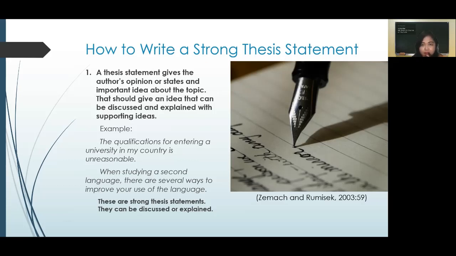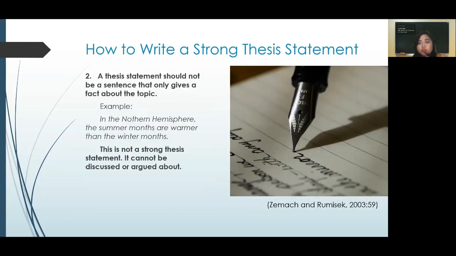Okay, understand? Let's go to the second criterion of a strong thesis statement. A thesis statement should not be a sentence that only gives a fact about the topic.